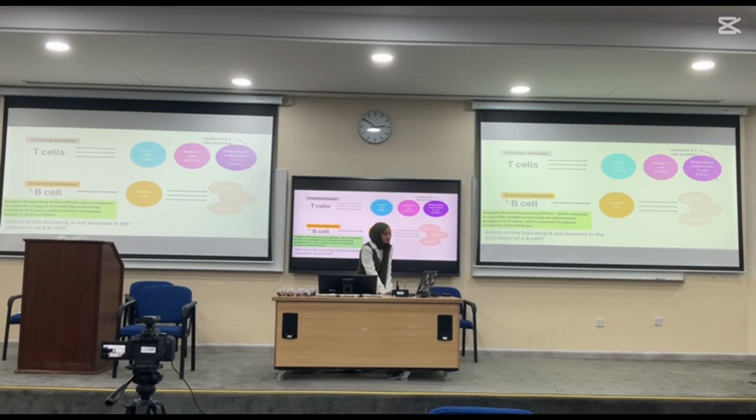And antigen presenting cells, we have 3: B lymphocytes, macrophages, and dendritic cells. Dendritic cells are not the most common antigen presenting cell, but they are the most powerful.